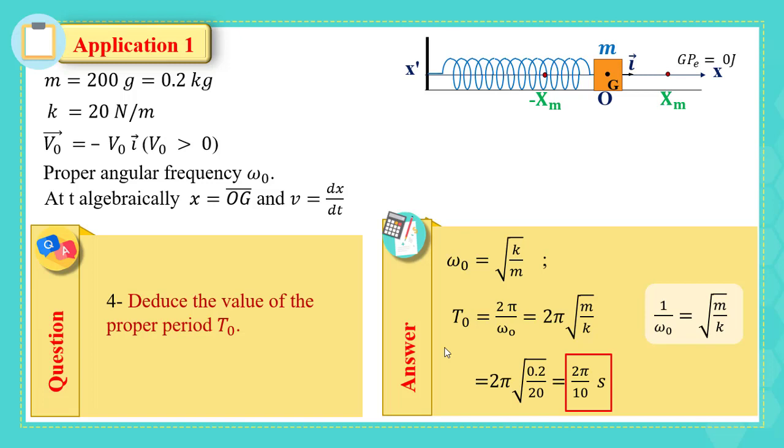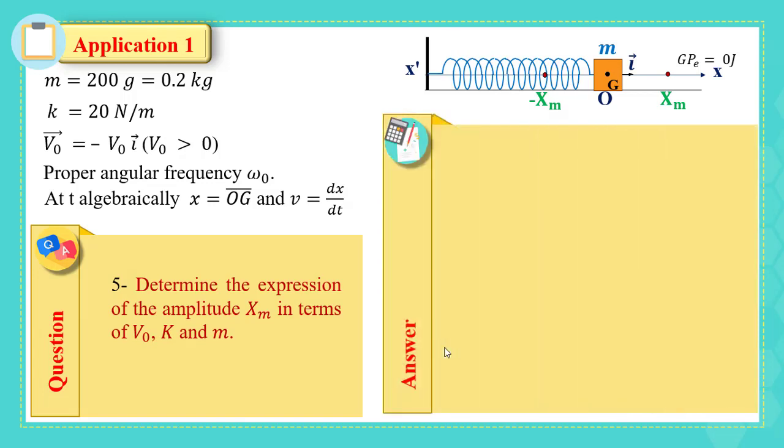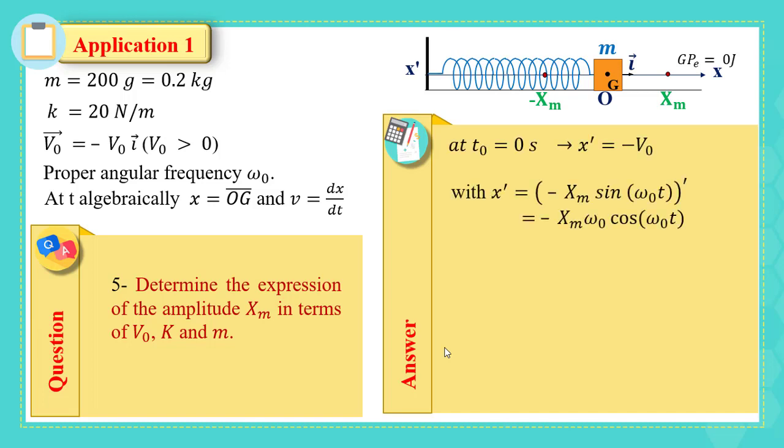The last part: determine the expression of the amplitude xm in terms of v0, k, and m. At t0, we said that x prime equals minus v0. Then let's write the expression of x prime, which is minus xm omega 0 cosine omega 0 t, which was found before in a previous part. Let's replace t equals 0 in this equation.